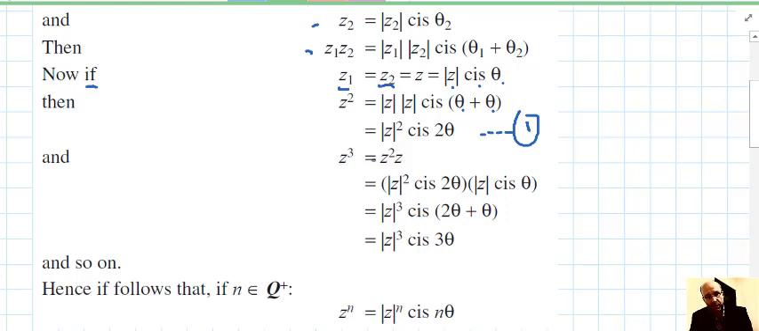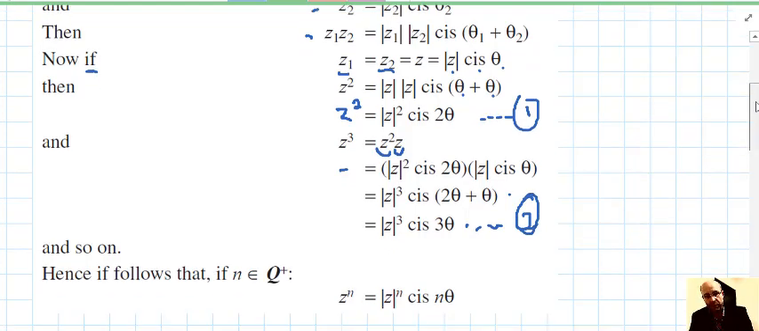What about if we go for Z cubed? That would be the previous result. So the previous result was Z squared, and we multiply it by Z again, which you can see on the next line. Following our rule for multiplying complex numbers in polar form, we would have the modulus of Z cubed, and 2 theta plus theta for the arguments, which is 3 theta. So we would have the modulus of Z cubed cis 3 theta. Can you see a pattern building?